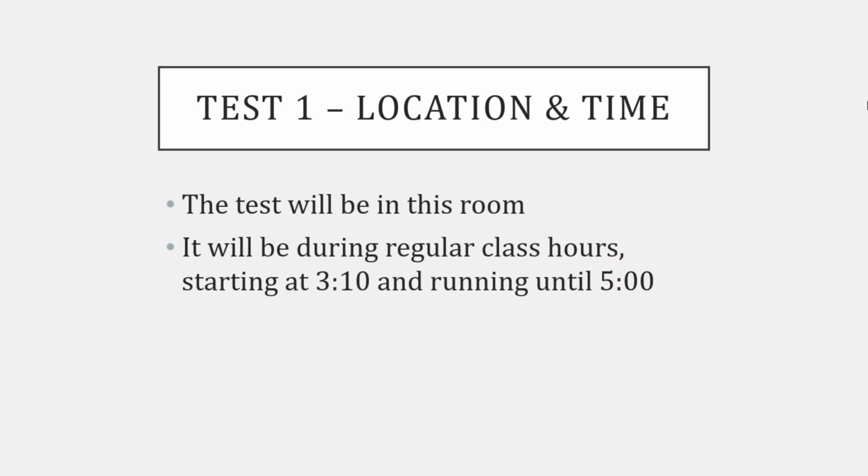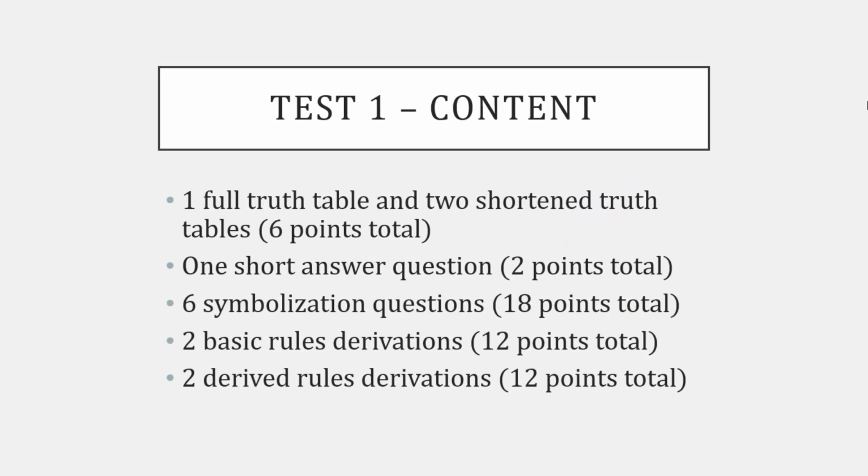Speaking of the test, it will be in the regular classroom during regular class time on February 11th. So we'll start right at 3:10 and it'll run until 5 p.m. The content of the test is as follows. There'll be one full truth table and two shortened truth tables. It'll be clear what that means by the end of this lecture.